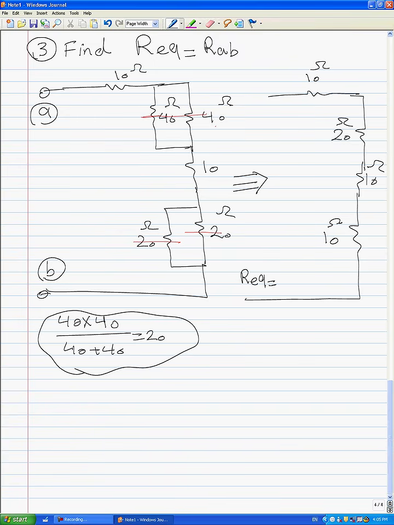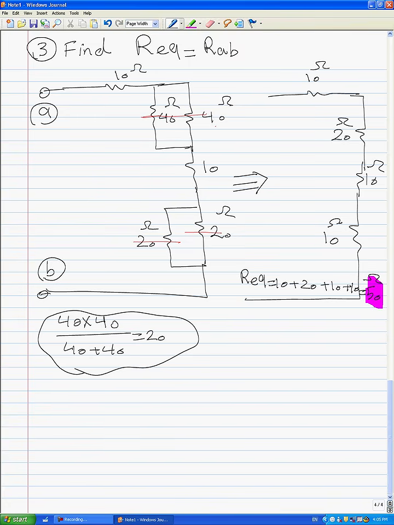Equivalent resistance should be this resistance 10, in series with 20, in series with 10, and in series with this 10. 10 plus 20 plus 10 plus 10 is equal to 50 ohms. This is the final answer for equivalent resistance.